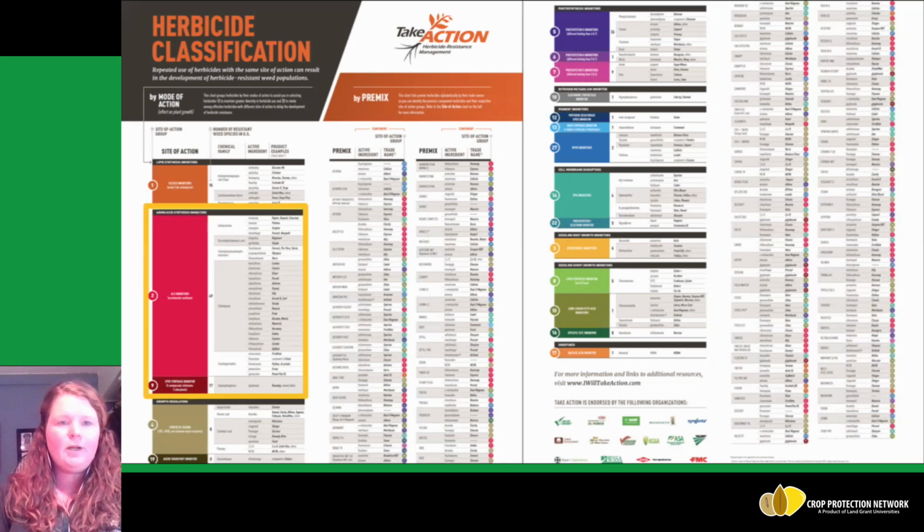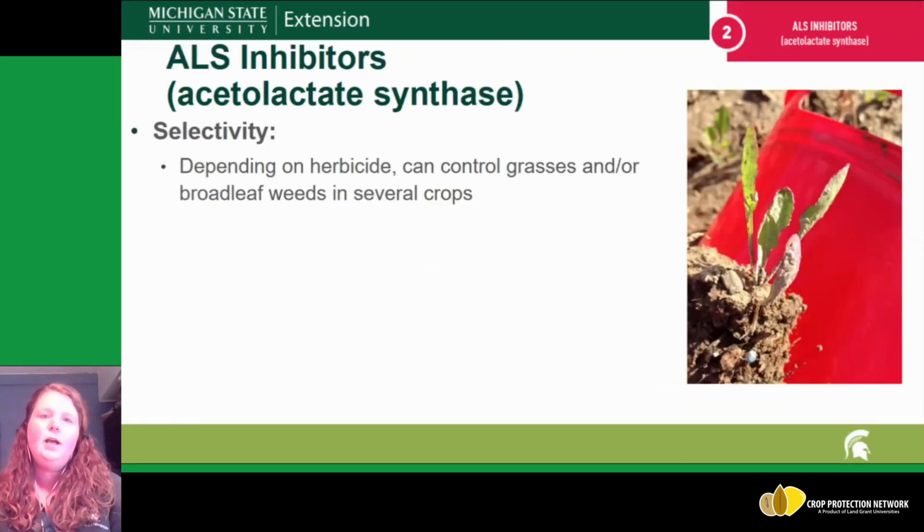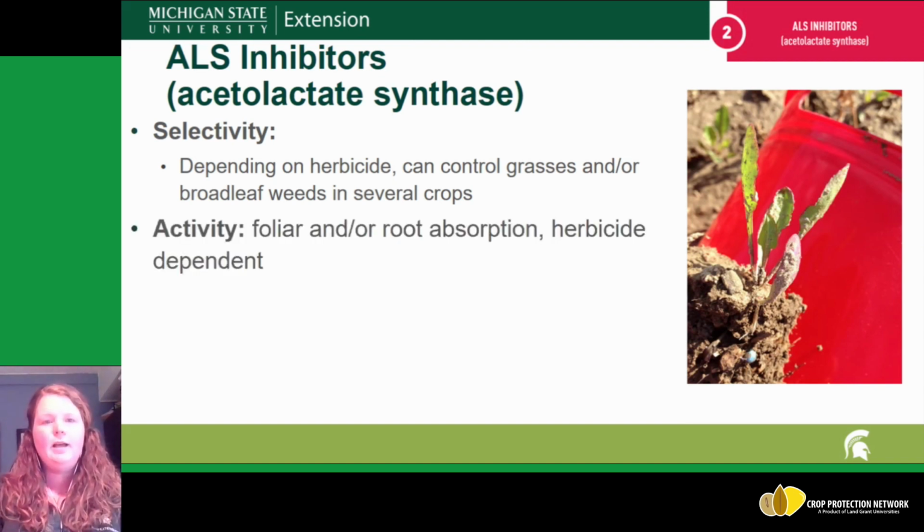The second mode of action I'd like to discuss is amino acid synthesis inhibitors. This mode of action has 2 different sites of action. The first we're going to discuss is group 2, which are ALS inhibitors. Selectivity for the ALS inhibitors depends on the herbicide. Some can control grasses, some can control broadleaf weeds, and that's because they're used in a large variety of crops across the United States. Activity is foliar or root absorption, but this also depends on the herbicide.